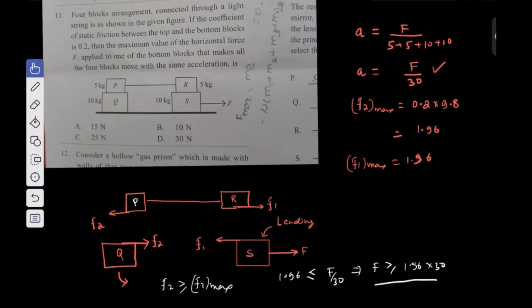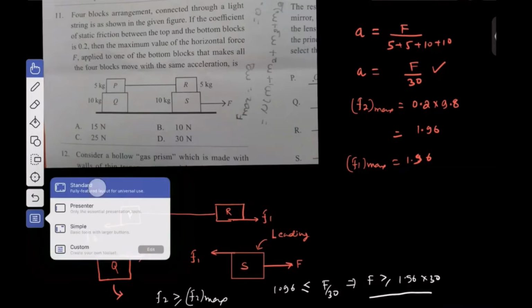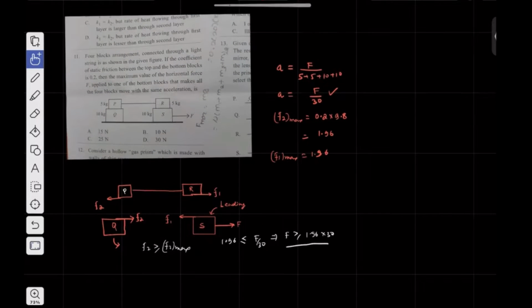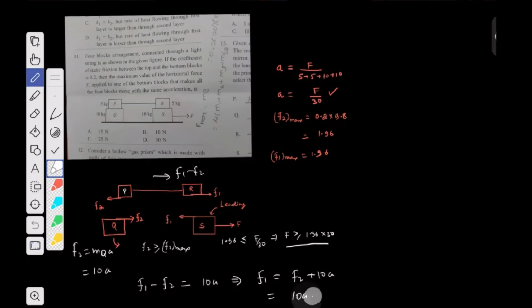The coefficient of static friction between the top and the bottom block is 0.2. Now I also want the R and P blocks to move without slipping, so I have to check for the R block also. I will take P and R as one system. The net force in this direction is F1 minus F2, which equals mass of P plus mass of R, 5 plus 5, 10, into A. So F1 will be equal to F2 plus 10 into A. And F2 is mass of Q into A, mass of Q is 10, so 10 into A. So F1 becomes 10 into A plus 10 into A, that is 20 into A.